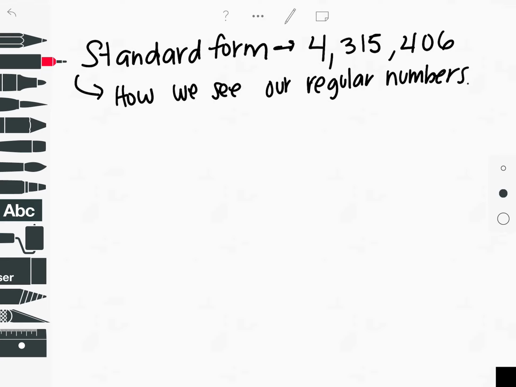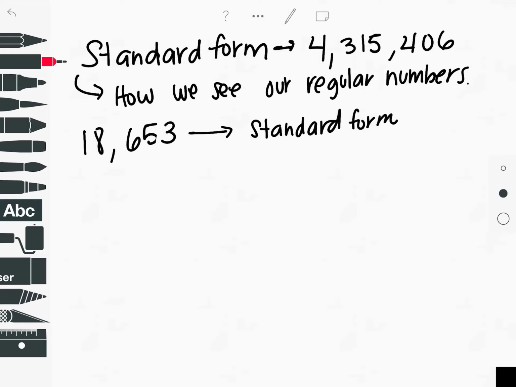So if I write another number, for example, 18,653. That's a 3. Let me rewrite that. 18,653. This is standard form. So now we have short word form. Now we have expanded form. Expanded form is when we break down the numbers.